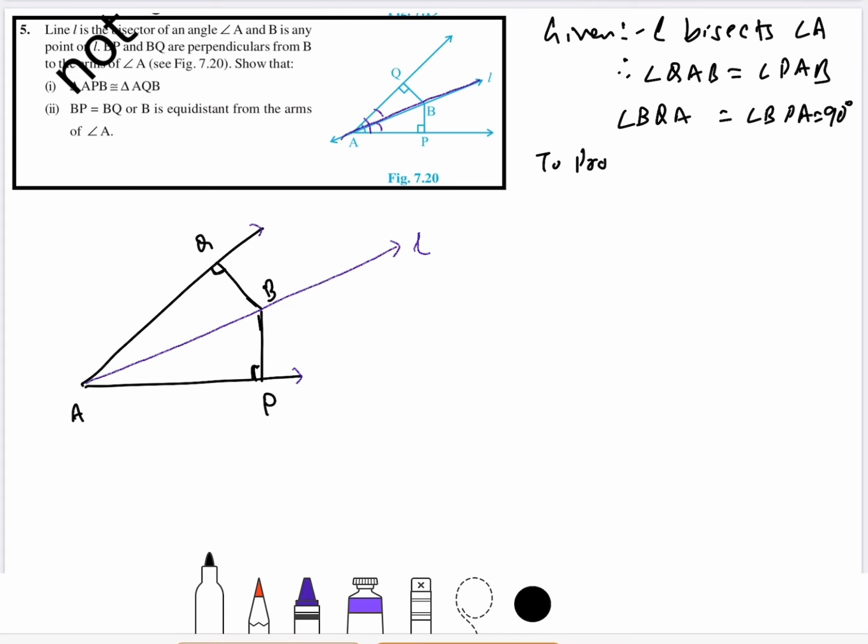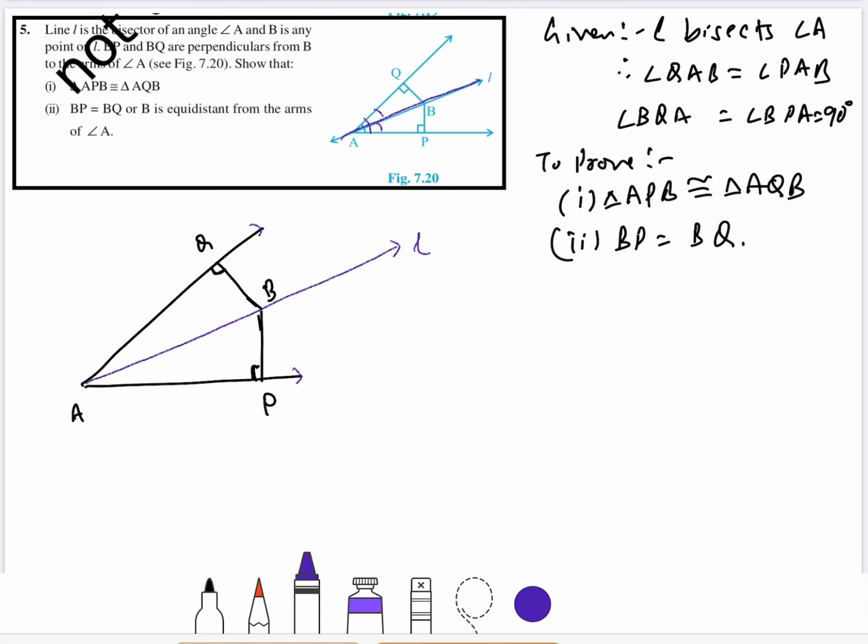Now to prove, first is triangle APB congruent to triangle AQB. Let us take some more space over here. First, triangle APB is congruent to triangle AQB, and second we have to prove BP is equal to BQ.